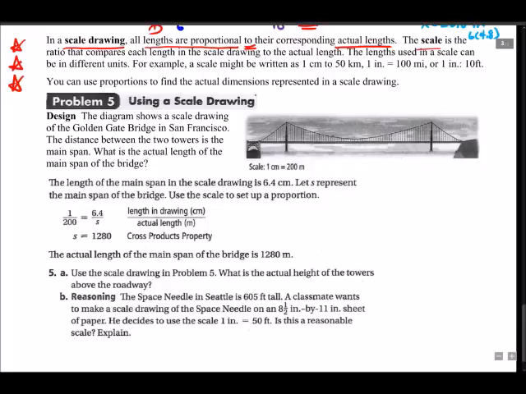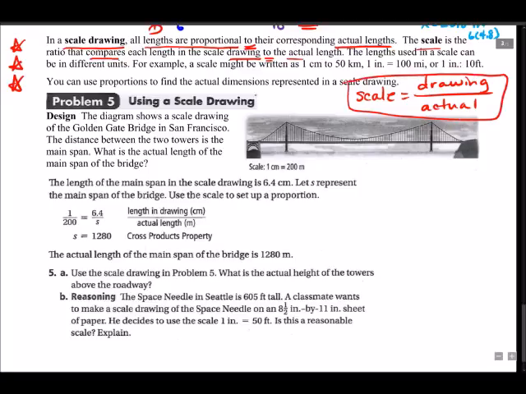Your scale compares the drawing to the actual length. So in a scale drawing, and if you build model cars or in social studies, when you look at a map, okay, there's lots of scales out there. Scale equals your drawing or your model over actual. And this is worth boxing and putting in red.